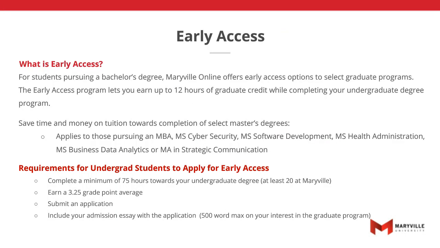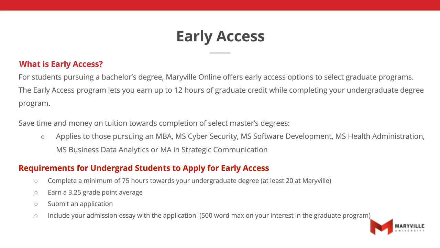Now, Dr. Green touched on this just a bit, but I wanted to go into a little bit more detail on our early access program. So what is early access? Anyone attending the bachelor's degree program, we do offer different options to allow you to select graduate programs for which you can take up to 12 credit hours that will transfer towards graduate credit while you're completing your undergraduate degree program. Okay, so of course, by having 12 additional credits, that will save time, that will save money ultimately in the end.